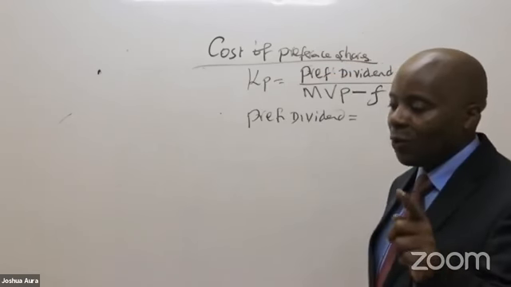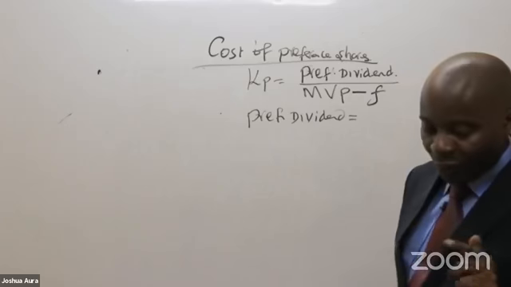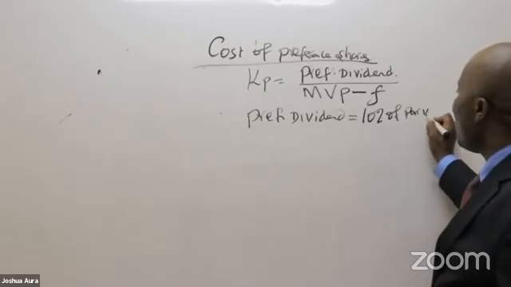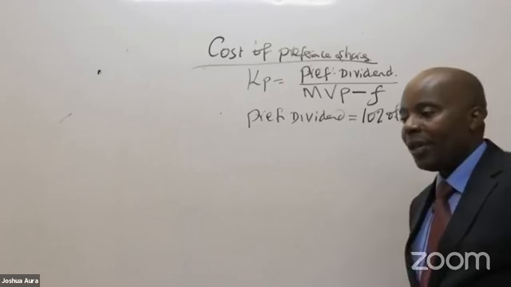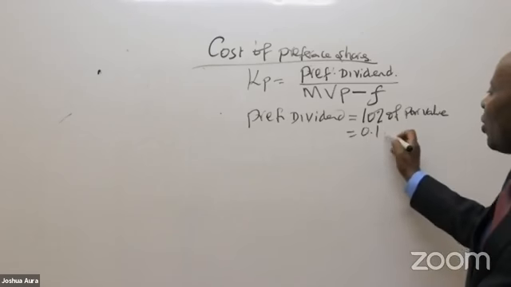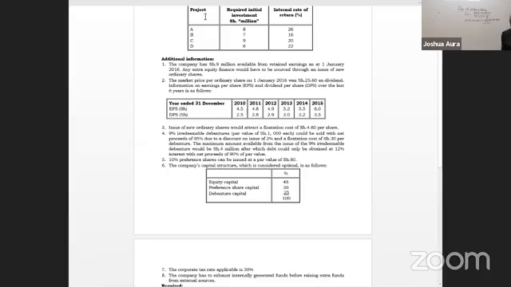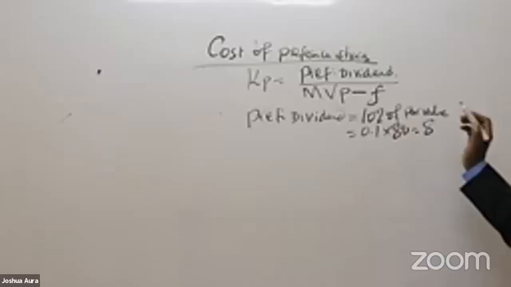In note number 5, 10% preference shares can be issued, so 10% of par value. So then this will be 10%, which is 0.1. Please look for the par value in the question. In the question that is pinned there, our par value is 80. So 0.1 times 80, which gives me 8 shillings.